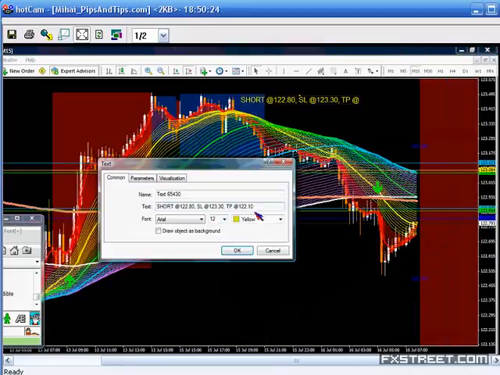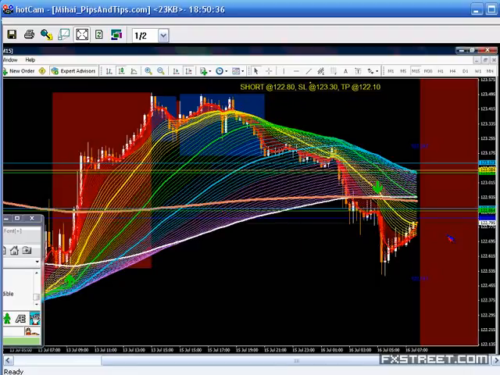Okay, 122.10. Let's see if this works. Yeah, actually it does. Because it's a 70 pips trade, a 70 pips target for about 40 pips risk, and we are with the trend, and we have the key levels to protect the stop.